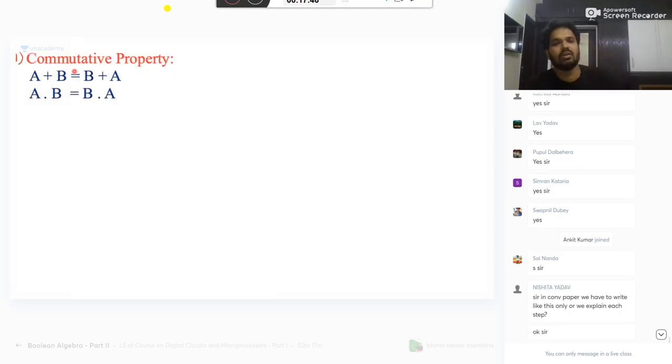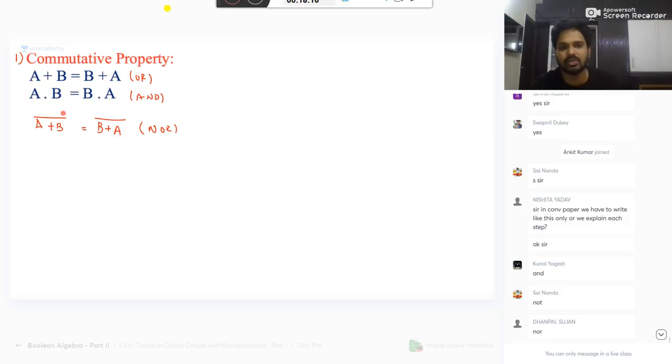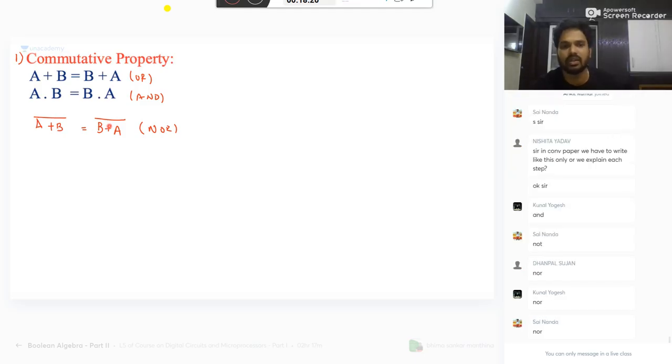Now, the commutative property says that A plus B is always equal to B plus A. Similarly, A into B is always equal to B into A. Similarly, I can also say A plus B whole bar is equal to B plus A whole bar. What is this, sir? Inversion of OR. And inversion of OR is called NOR. Bar means complement. So the complement of A plus B is equal to the complement of B plus A.